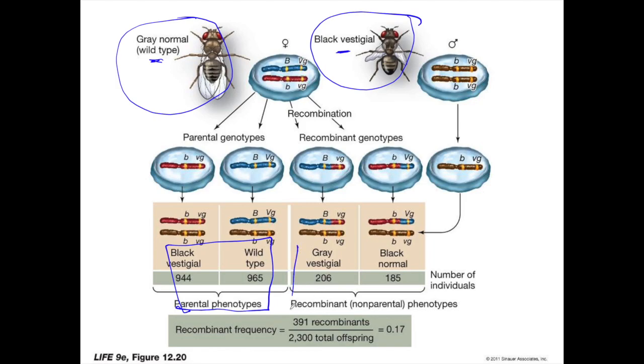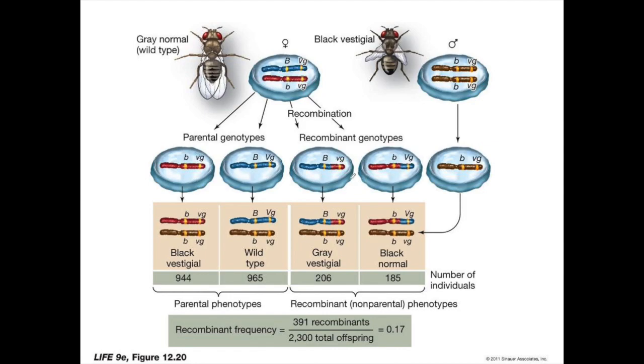But some of the kids looked like a mix-up of the parents. So gray body color with vestigial wings, whereas gray was with normal, and black body color with normal wings, whereas black was with vestigial. And he called these kids recombinant phenotypes. The reason is because those kids arose due to a recombination. A crossing over happened between those two genes.